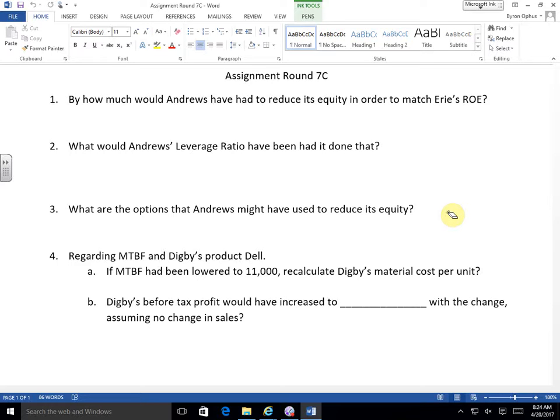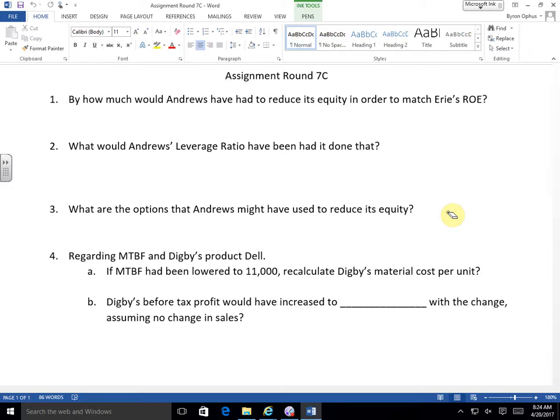Question 4, you might have to go back and open up your guide. Sorry, I know you haven't looked at it since probably the first day of class, but you go back and read your guide. It does tell you some information here. If MTBF had been lowered to 11,000, recalculate Digby's material cost per unit.